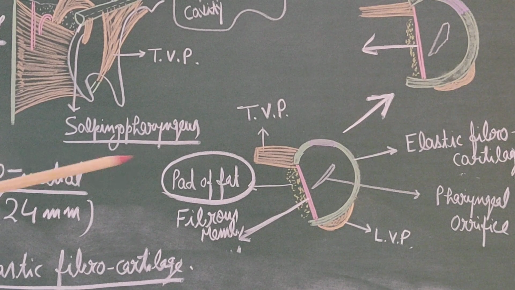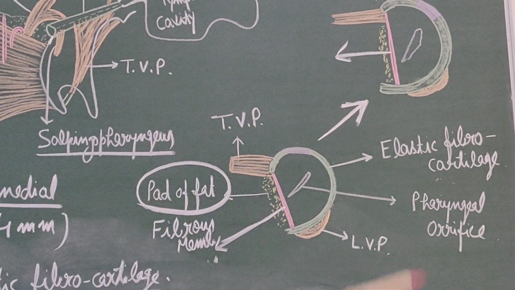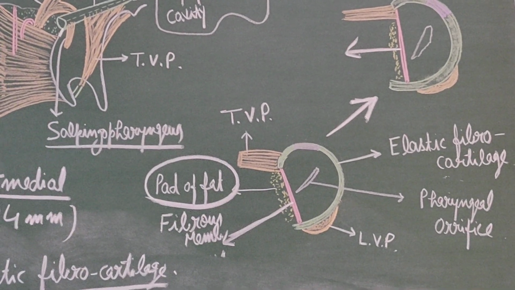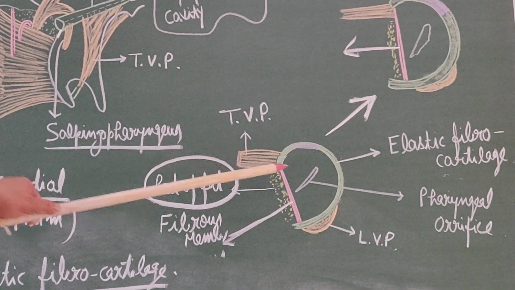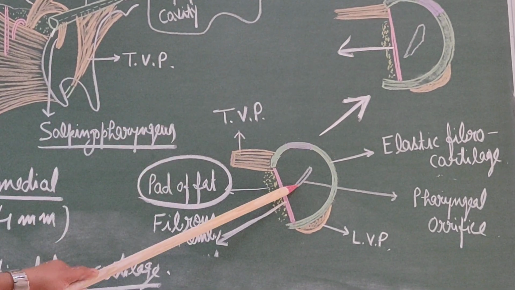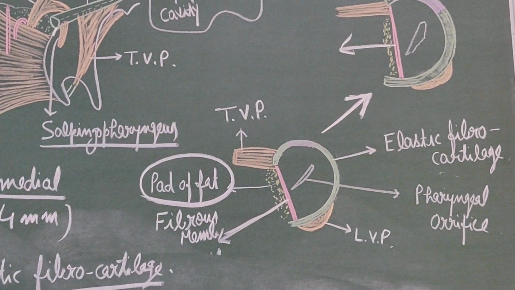In this diagram, this opening is closed and this is open. Come to the next point. This is the pharyngeal opening, the pharyngeal orifice of the auditory tube. In this diagram, it is closed and it is open.